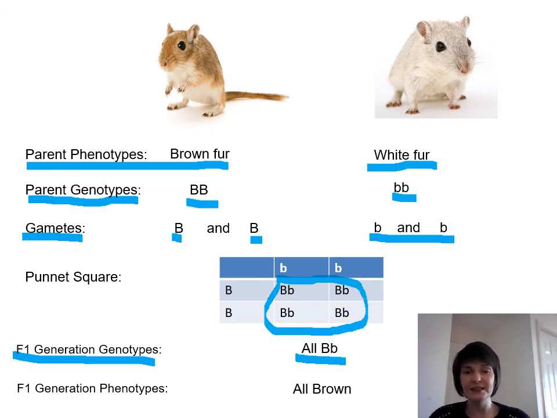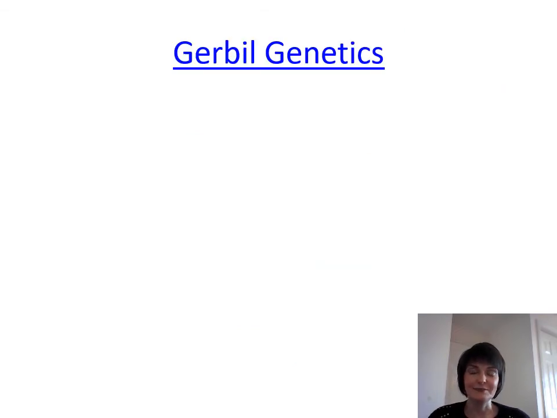And the key thing here is to look at the phenotypes, because I did show you in the last slide that they all had brown fur. And we have proved that through a genetics cross that they all have brown fur. Okay, now the story doesn't end there.